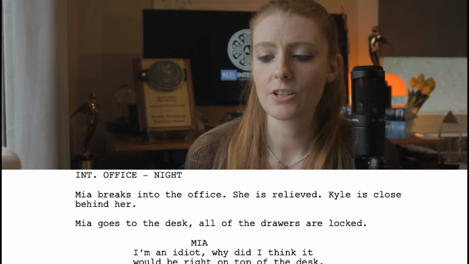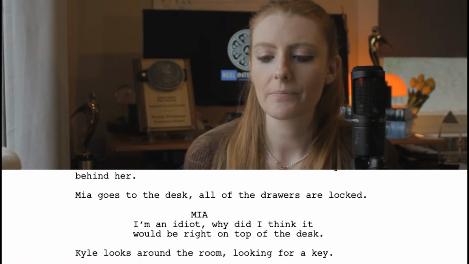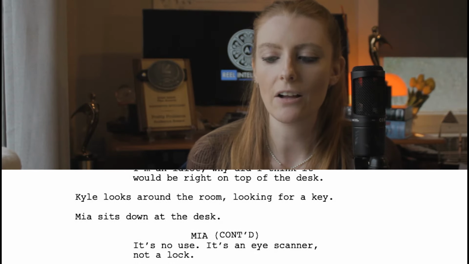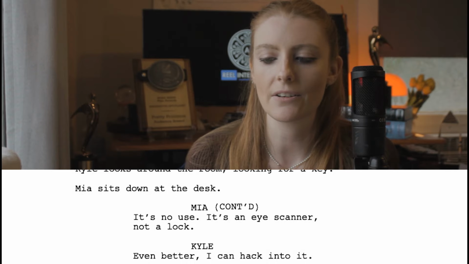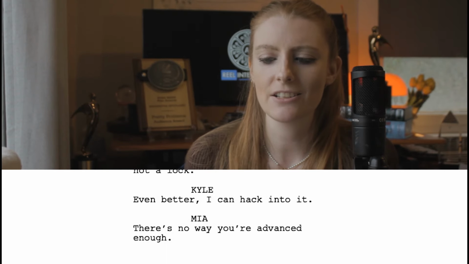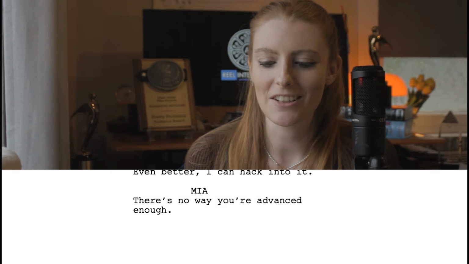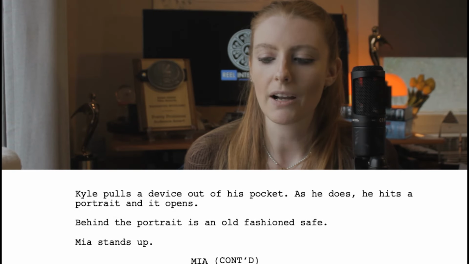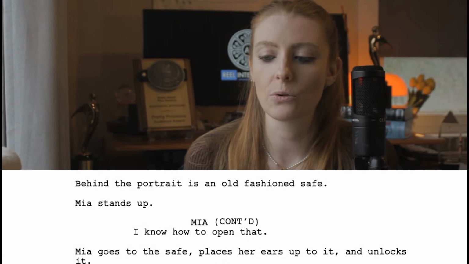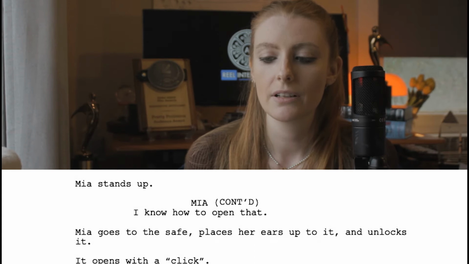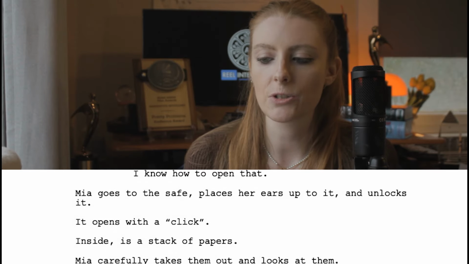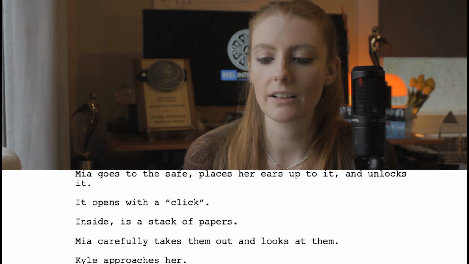Mia breaks into the office. She is relieved. Kyle is close behind her. Mia goes to the desk. I'm an idiot. Why do you think it would be right on top of the desk? Kyle looks around the room looking for a key. Mia sits down at the desk. It's no use. It's an eye scanner, not a lock. Kyle, even better, I can hack into it. There's no way you're advanced enough. Kyle pulls out a device out of his pocket. As he does, he hits a portrait and it opens. Behind the portrait is an old-fashioned safe. Mia stands up. I know how to open that. Mia goes to the safe, places her ear onto it, and unlocks it. It opens with a click.